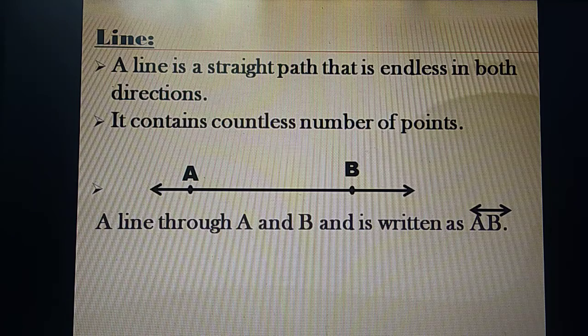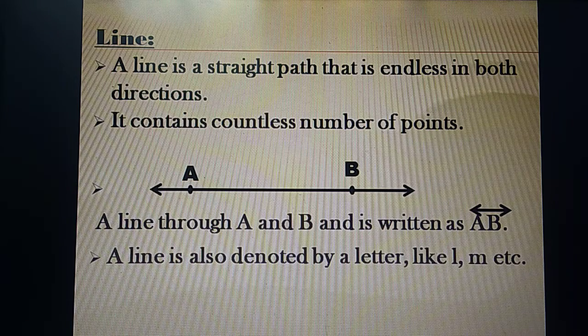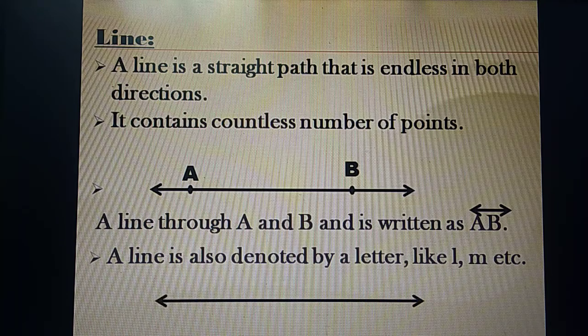The second way to name a line is to name the line by a small letter. As this is a line, now if I want to name this line as a whole, I will use the letter L next to it. So there are two ways to name a line, either with the use of points through which it is passing, that is a capital letter, or you can name the line as a whole using a small letter. The first one you will read as line AB, and the second one you will read as line L.